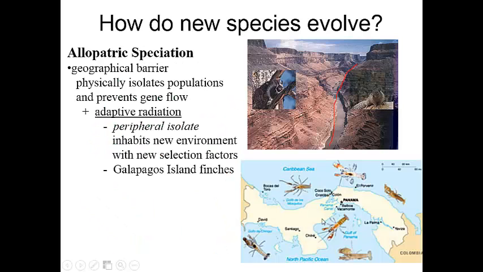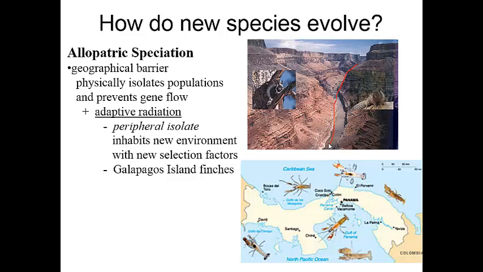New species can evolve through allopatric speciation or sympatric speciation. Allopatric speciation is going to occur when a physical barrier prevents two populations from being able to mate. On the top here we see a great example of allopatric speciation. We see two populations of squirrel that live on either side of the Grand Canyon. In this case, the canyon is the physical barrier that separates the two populations. Originally, these two populations belonged to the same species.